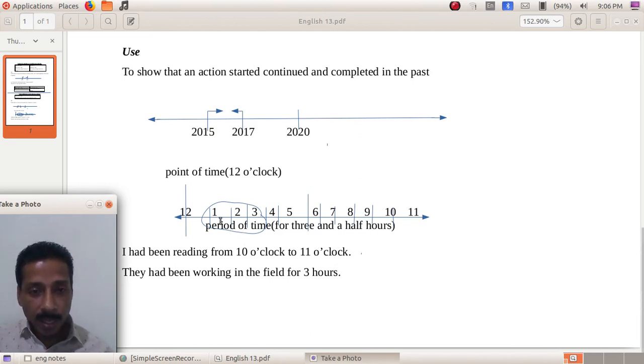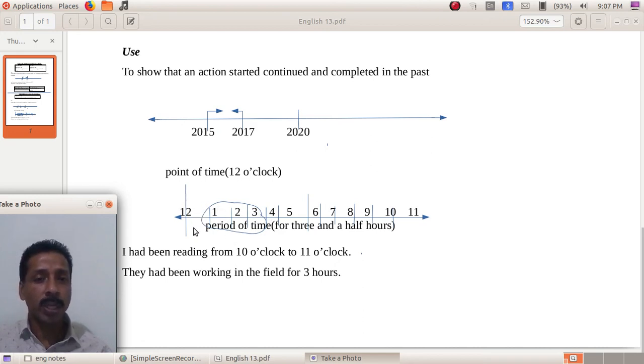Then here, what I have tried to show is that this is a period of time. That is point of time 12 o'clock, a particular hour. But if it's a period of time, look at this period of time for 3.5 hours. So that is from this moment to this moment. A number of points are there, isn't it? A number of points are there, not one point.